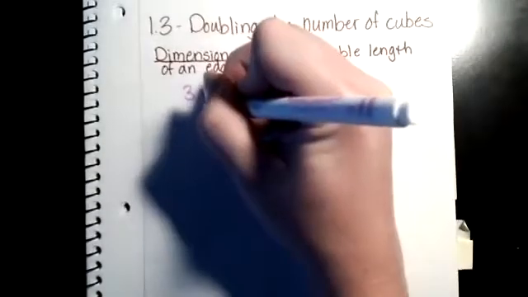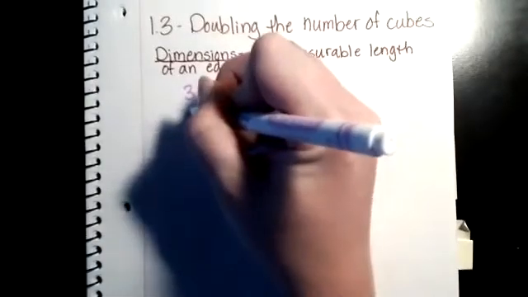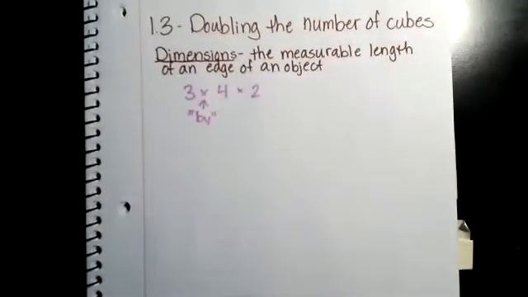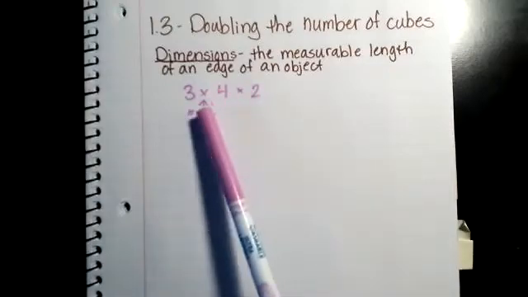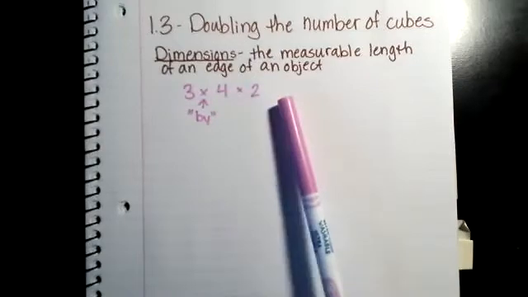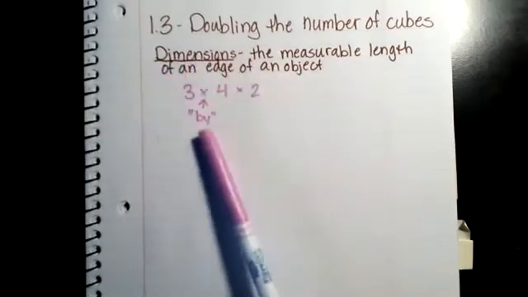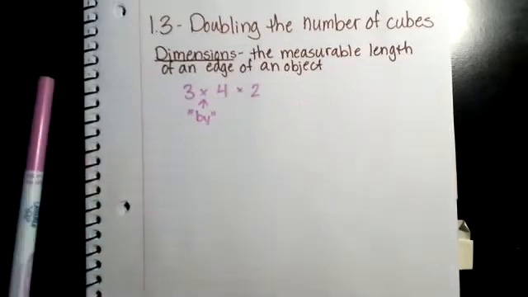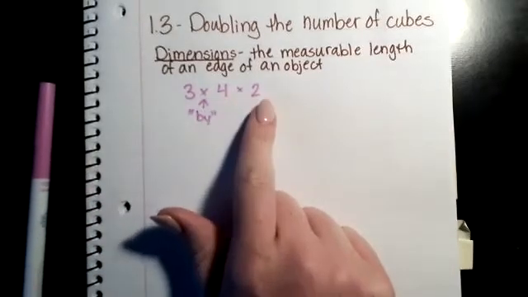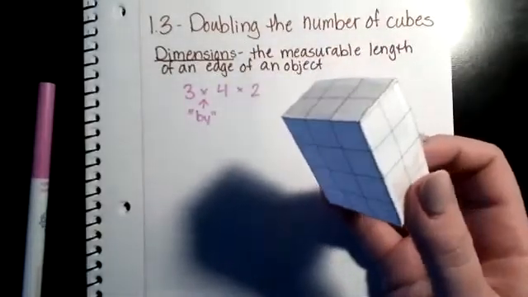If you'll notice, when I'm reading this, I say the word by here instead of times. When we're finding the volume, we are going to multiply these, but when we're just saying the dimensions, we're not going to say 3 times 4 times 2, because that's actually a problem that we need to solve. When we say 3 by 4 by 2, that's telling whoever you're talking to that you're talking about the dimensions of something and not about a multiplication problem.